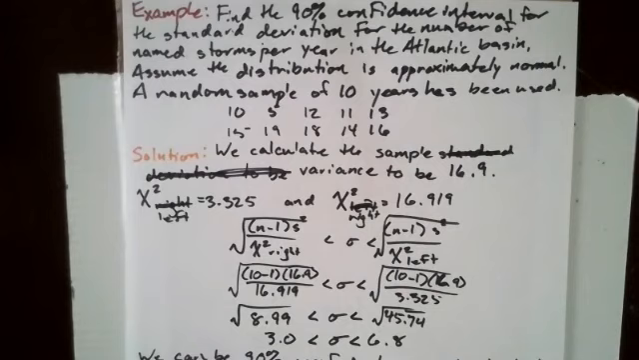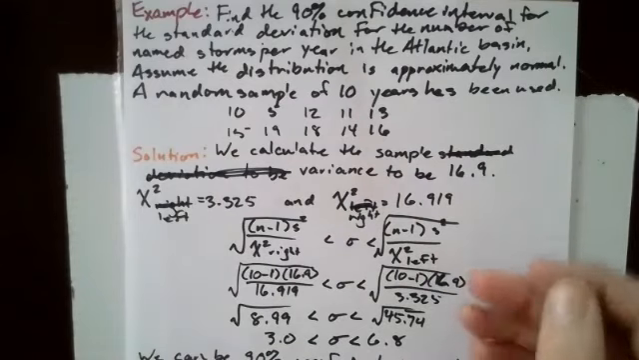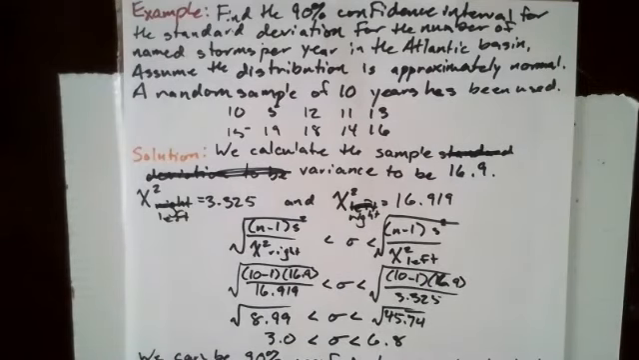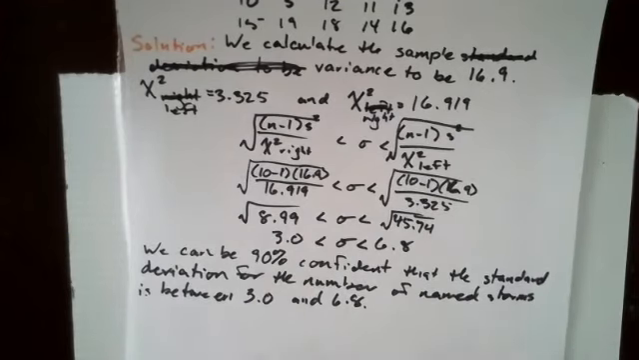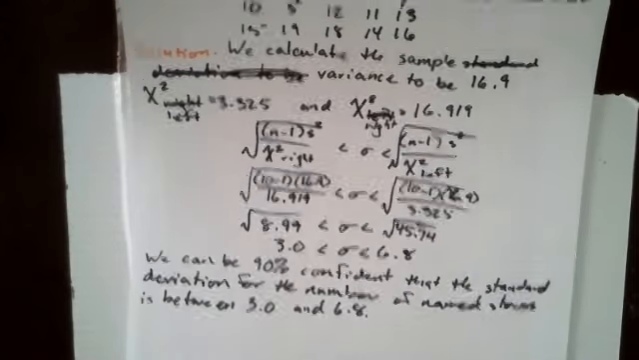We plug these values into our formulas, and we're going to wind up with 3.0 is less than sigma is less than 6.8. So we can be 90% confident that the standard deviation for the number of named storms is between 3.0 and 6.8.